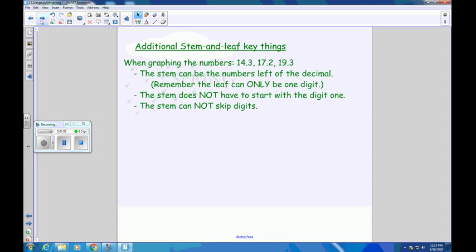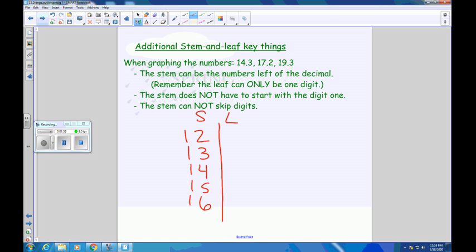Some other things is you can do this with decimals. The stem can be the numbers left of the decimal, but the leaf can only be 1 digit. It's important to remember that. The stem does not have to start with the digit 1, and the stem cannot skip digits. So here's my line, I have my stem, my leaf. Let's say I'm starting with 12. If I'm starting with 12, that's okay. I don't have to start at 0, but then I have to go in order. I can't skip. So I have to go 13, 14, 15, 16, right? And on and on. I cannot skip digits.